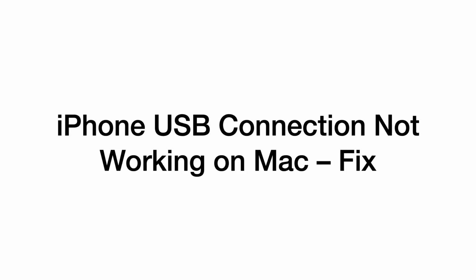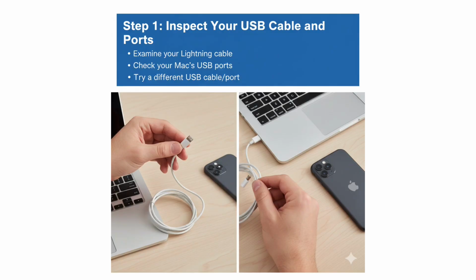iPhone USB connection not working on Mac. Fix. Step 1. Inspect your USB cable and ports. The physical connection is often the culprit. Damage to your cable or a dusty port can interrupt the connection. Examine your Lightning cable. Look for fraying, bends, or damage. If it looks compromised, try a different cable, preferably an Apple certified one.